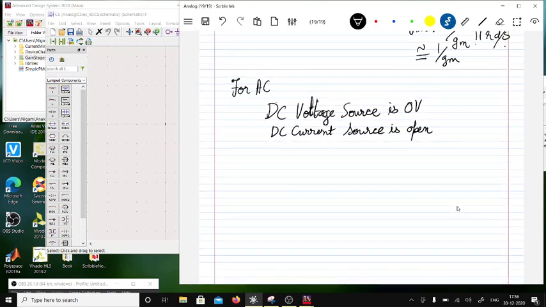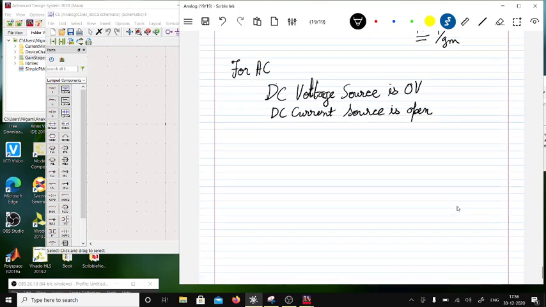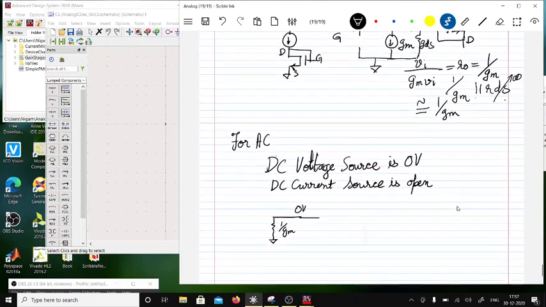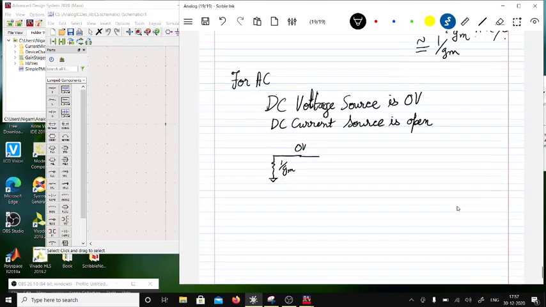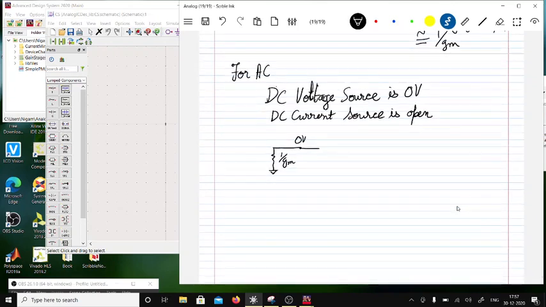Now what's going to happen is, if I draw the entire current mirror, that can be replaced as 1 over GM, but the voltage over here is going to be 0 volts, because this is a DC voltage which is biasing another transistor. So if I look at the current mirror, it is going to be biasing another transistor here, and there is a GM again.